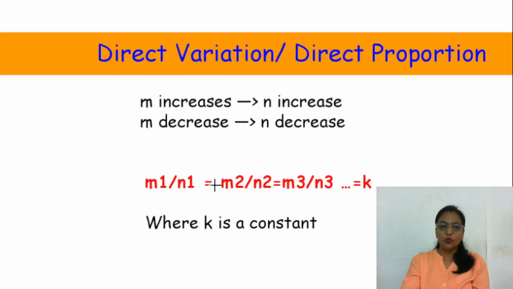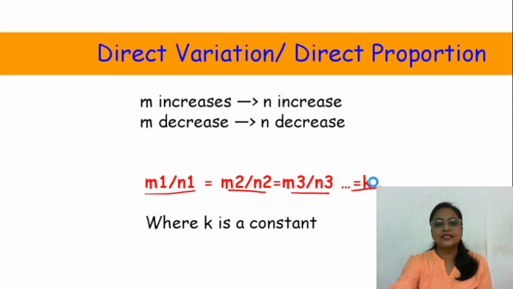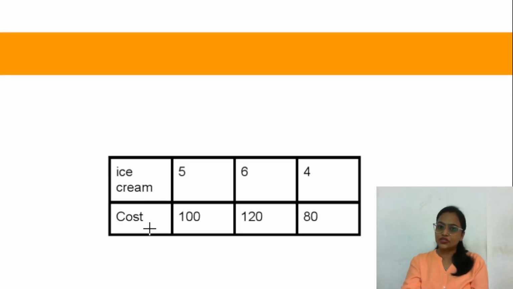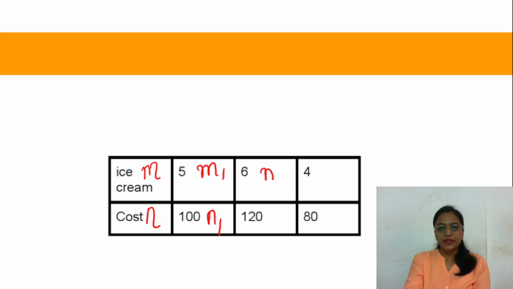Now, the other important point for direct variation is that the ratio of the two quantities should always be a constant. Now, what does it mean? We will understand it with the help of ice cream and its cost. Suppose 5 ice creams cost rupees 100, 6 ice creams cost rupees 120 and 4 ice creams cost rupees 80. Okay. Now, if this is m and this is n, so it will be m1, n1, m2, n2, m3, and n3, right?